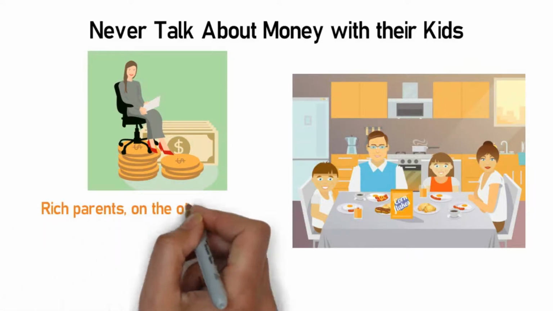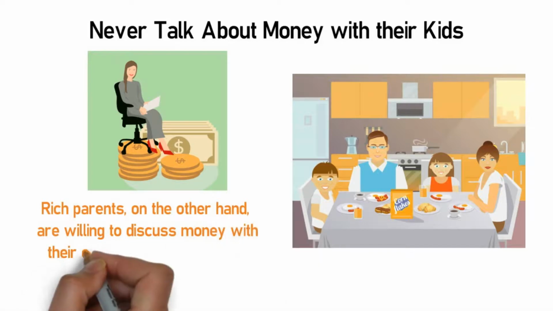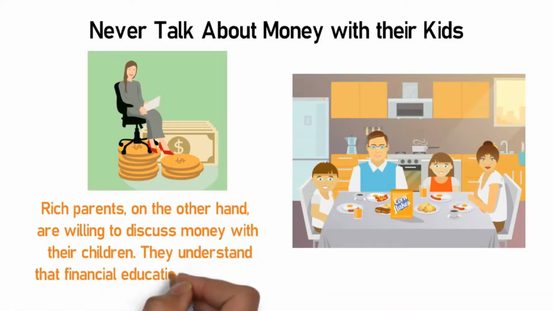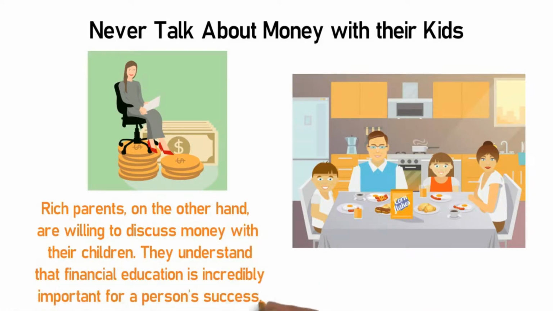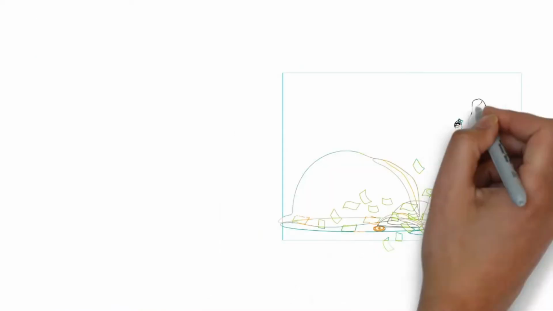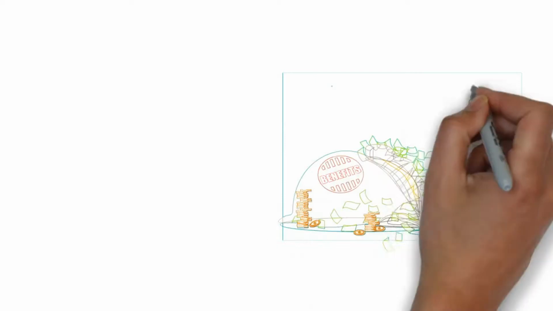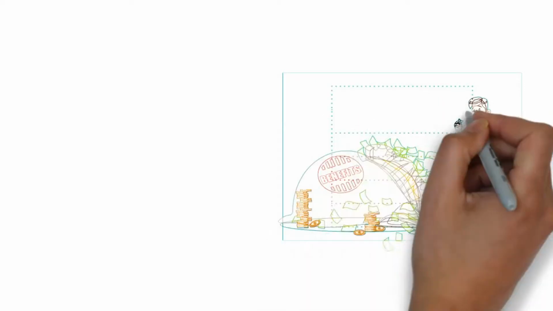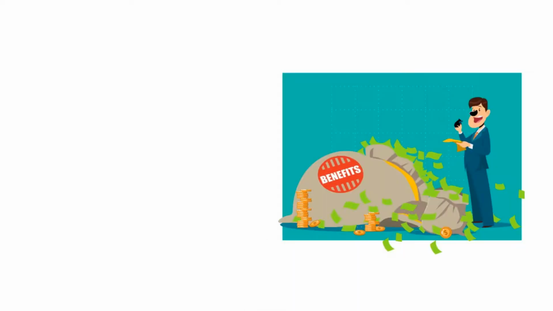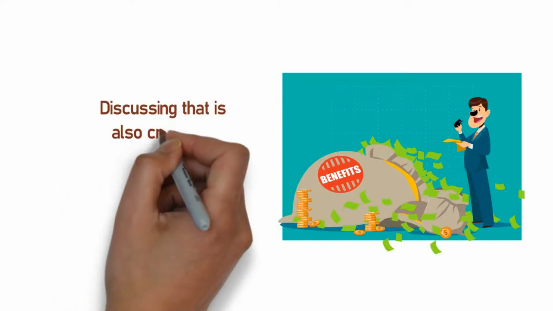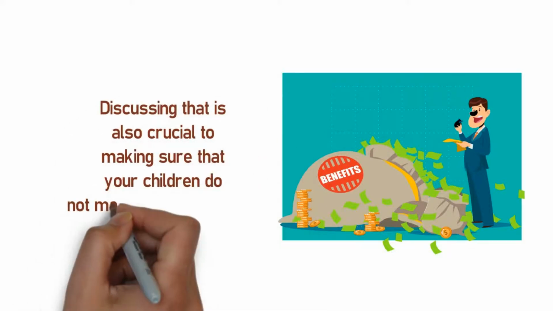This makes kids ill-equipped to understand how the real world works, and they're more likely to continue the cycle of poverty. Rich parents, on the other hand, are willing to discuss money with their children. They understand that financial education is incredibly important for a person's success. From an early age, rich parents will explain to their children how people earn an income. They might also go to the grocery store and explain how they can save money on various products. Discussing that is also crucial to making sure that your children do not make major mistakes.